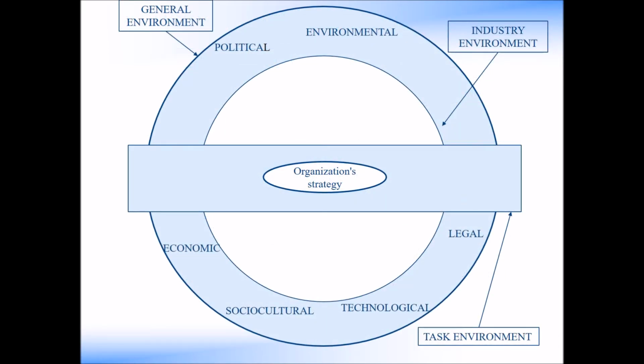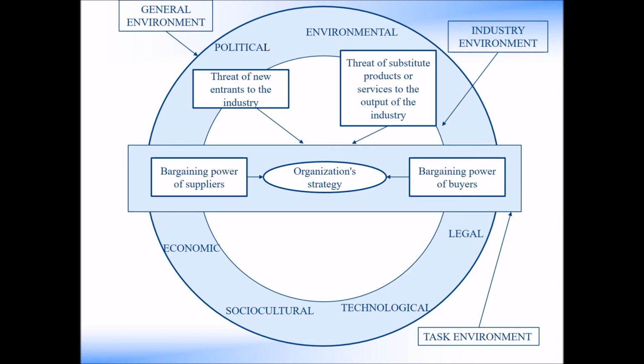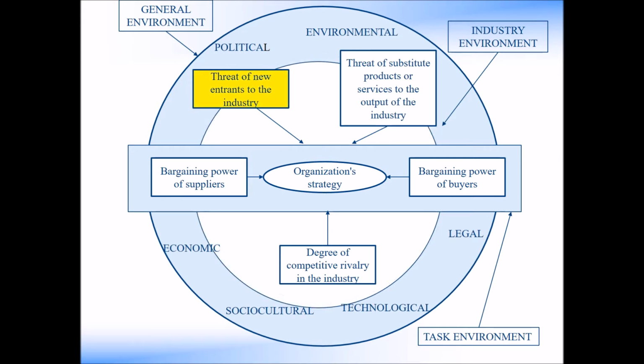Porter identified 5 forces that impact on an organisation's strategy. They are the threat of new entrants, the threat of substitute products or services, the bargaining power of suppliers and the bargaining power of buyers, and the degree of competitive rivalry. Let's look at these in more detail. Let's begin by looking at the threat of new entrants.